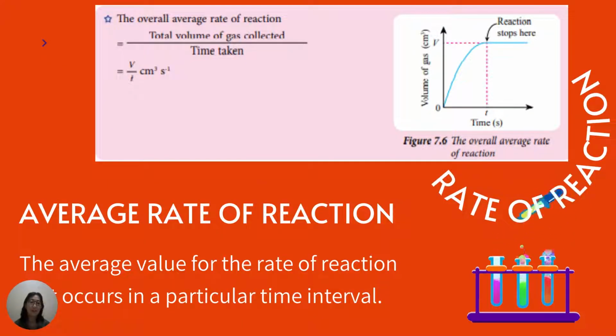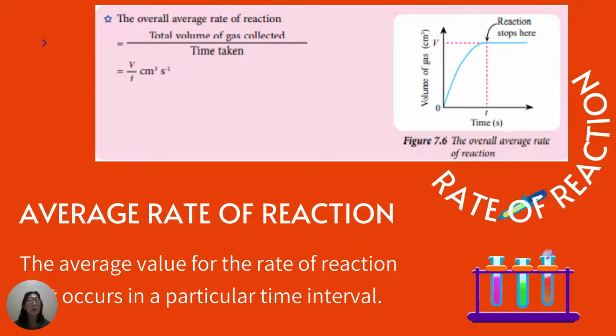Average rate of reaction. What can you understand about the average rate of reaction? The average rate for the reaction that occurs in a particular time interval. So this refers to the average value for the rate of reaction that occurs in a particular time interval. That means within a certain duration.